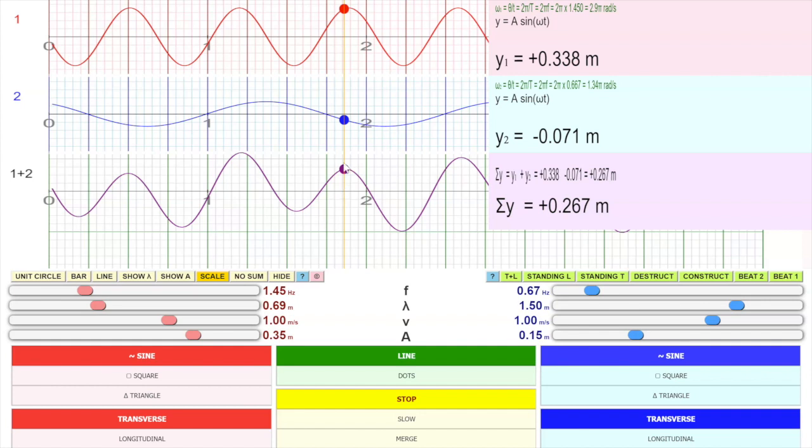So I hope these examples help you better understand the principle of superposition and how we can add the amplitudes of two waves to find the amplitude of our resultant wave.